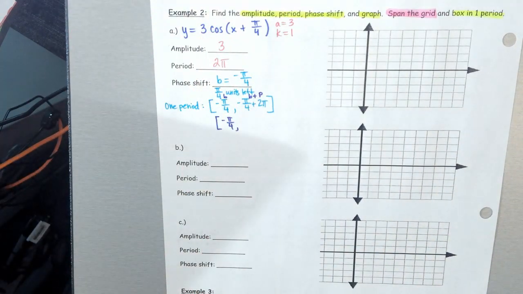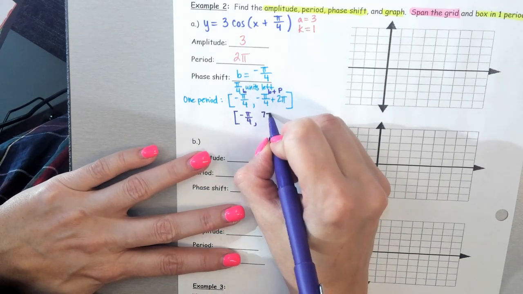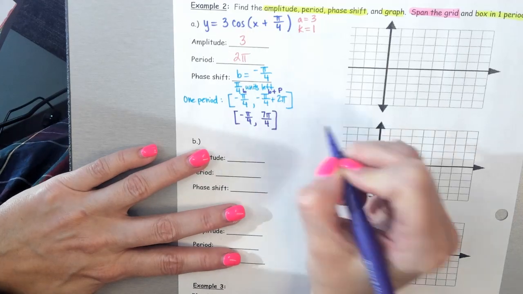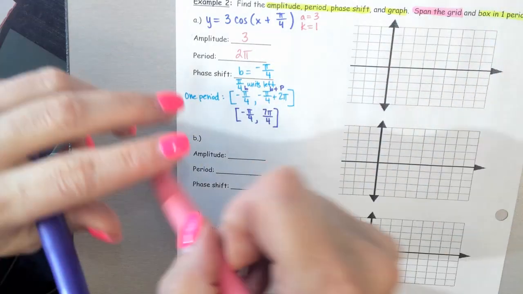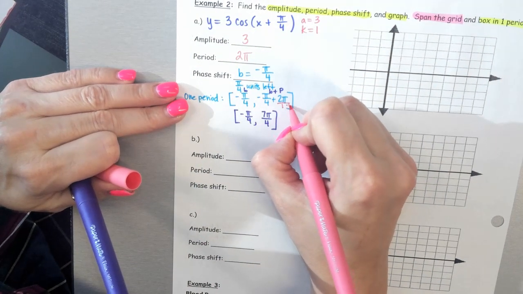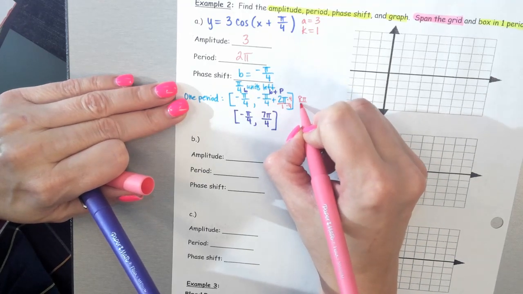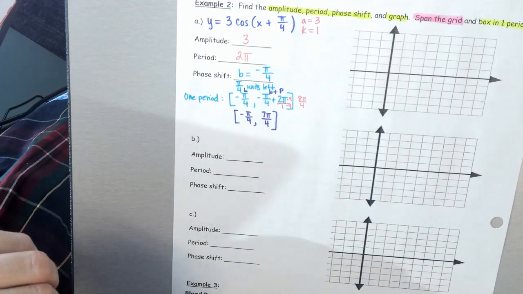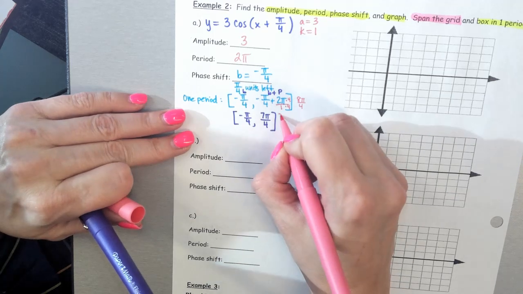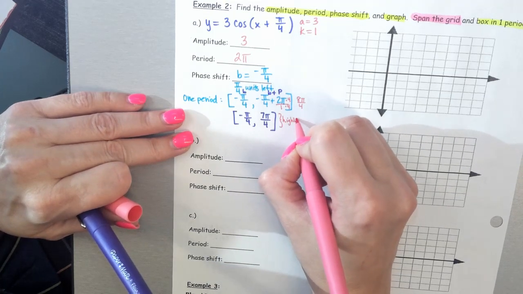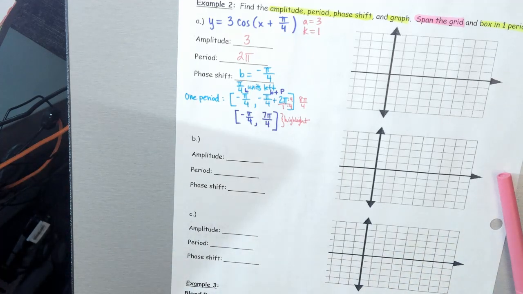Do you guys know what 2 pi minus pi over 4 is? 7 pi over 4. Sometimes you can visualize it on the unit circle if it's 2 pi. If not, you can always get a common denominator. You can put this under 1 times 4 times 4, so it's 8 pi over 4 minus pi over 4 to get 7 pi over 4. So this is what we are going to highlight on our graph.